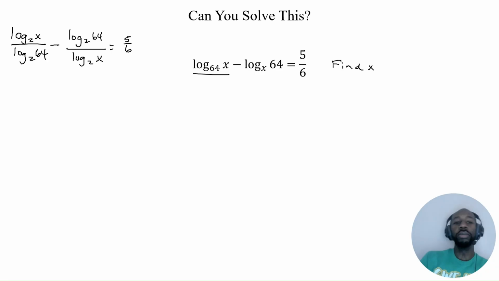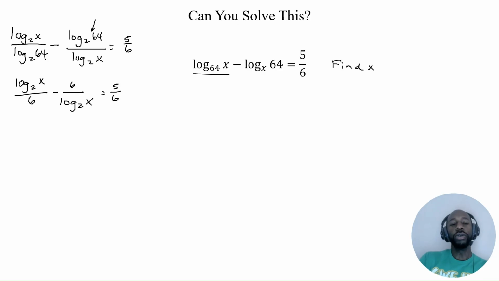Now if you look at log base 2 of 64, remember, whenever you see a logarithm, it's asking what power of the base will give you 64. So the power of 2 that gives you 64 is 6, right? 2 to the fifth is 32, times 2 is 64. Okay. So we're going to rewrite this as log base 2 of x over 6, minus, and notice the same thing is up here, 6 over log base 2 of x equals 5/6.